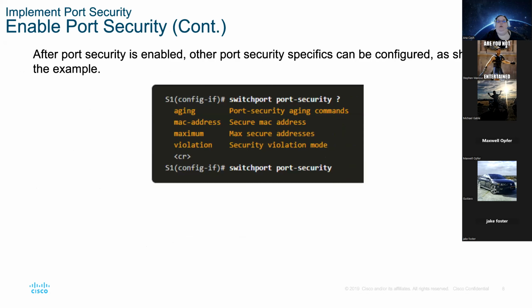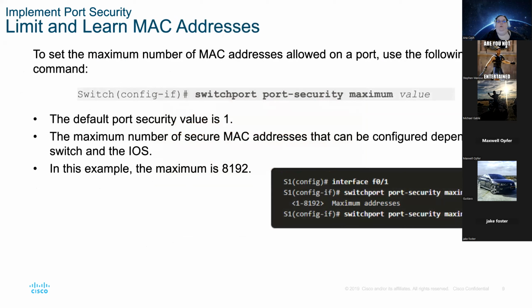Okay, after port security is enabled, the other port security specifics can be configured, and you'll see down here on the bottom the different configurations you can use. To set the maximum number of MAC addresses allowed on a port, there's the following command, switchport port-security maximum, and then you set your value. The default is 1. The maximum number of secure MAC addresses that can be configured depends on your type of switch and the IOS that switch uses. In this example, it's 8,192.